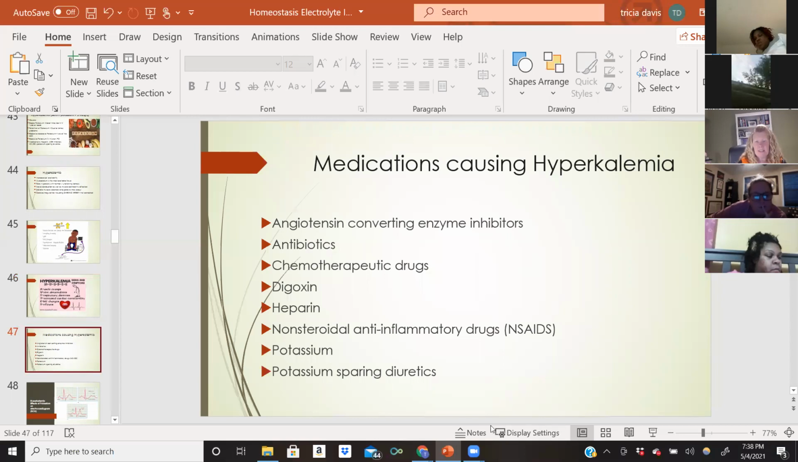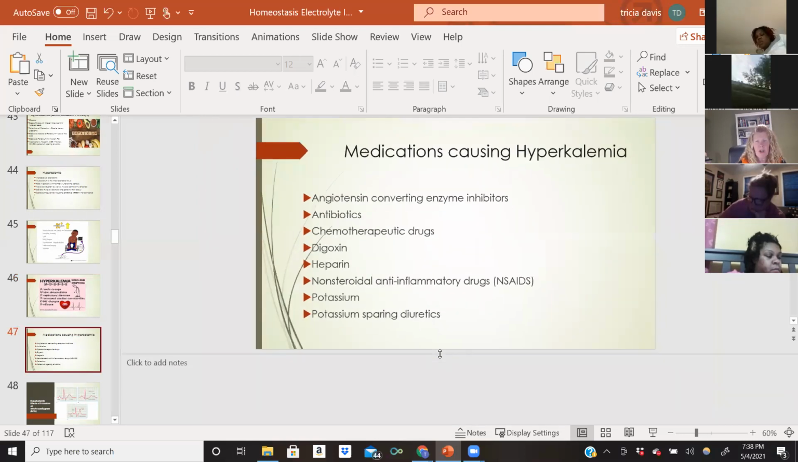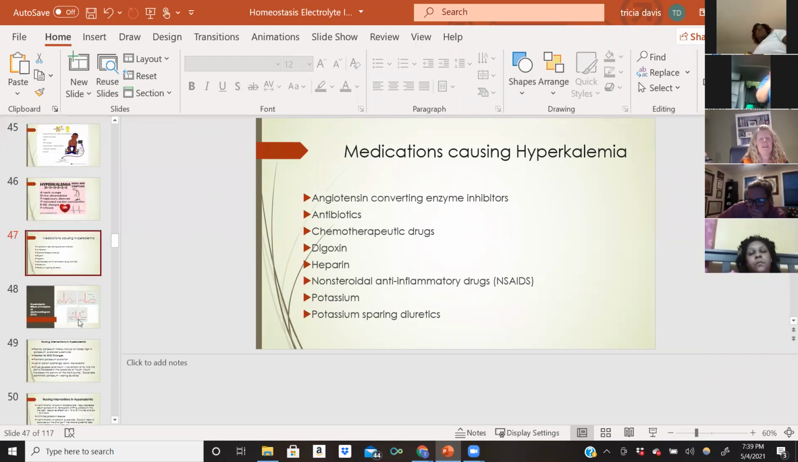So medications can also cause hyperkalemia. So we have our angiotensin converting enzyme inhibitors. They can cause high potassium, certain antibiotics. We have certain chemotherapy drugs that cause it, digoxin and heparin, and our NSAIDs will cause it. Obviously potassium, right, if we take too much. And then our diuretics that pull off everything in our fluids except for our potassium. So the potassium can build up.